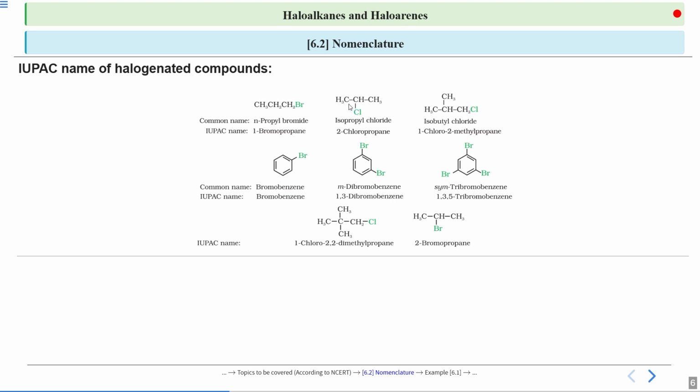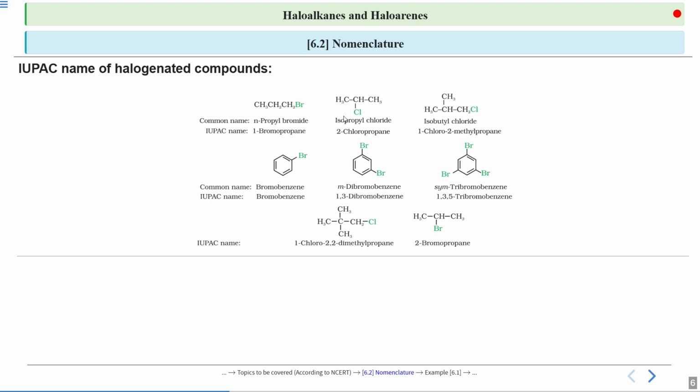If you consider the second one, the common name of this will be isopropyl chloride. It is CH3, CH, CH3, with the chlorine at the second carbon. Why do I say second? Because whether you start from left or from right, the center carbon will come at the second position. So you can start the numbering from anywhere, and the chlorine carbon will get number 2 in both cases.